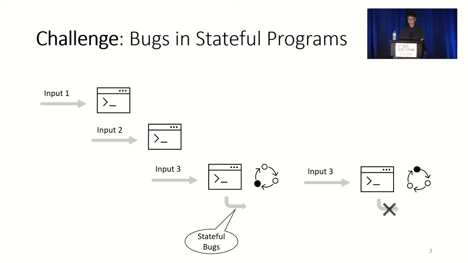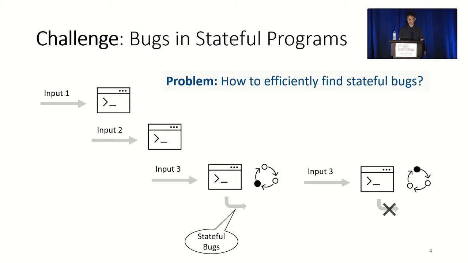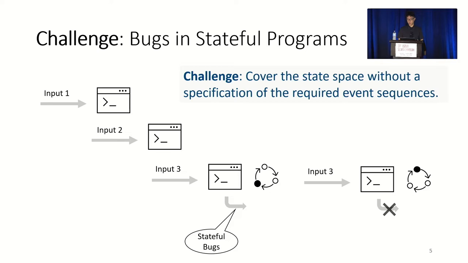If a bug can be exposed only in a certain state, which means the system requires a specific sequence of inputs that would take it into this state, we call it a stateful bug. So our problem here is that we want to know how to efficiently find stateful bugs. The major challenge is that without the specification of the required event sequence, that's to say the state specification, how do we cover the state space?